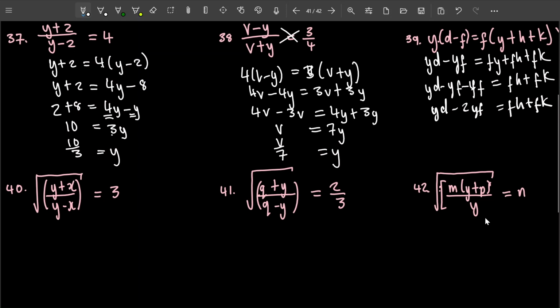What do I do now? I factor out y. y comes out. I remain with d minus yf. Sorry, d minus 2f rather. The y comes out. d minus 2f is equal to fh plus fk. I will now have y being equal to fh plus fk all over d minus 2f.